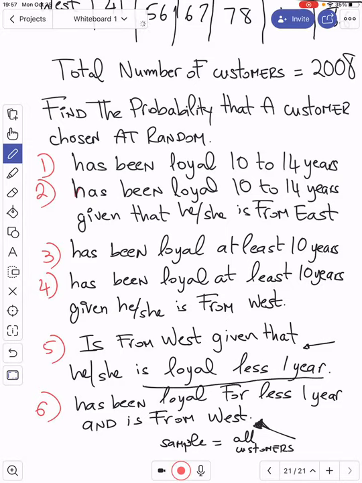And here, the sample is, you are interested in customers loyal, given that is loyal less than 1 year. So customers that have been loyal less than one year. That's your sample. Not all the customers, but only the customers that have been loyal for less than 1 year. That would be your sample. Okay, got it. Thank you.